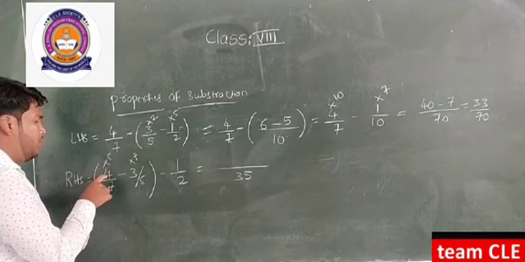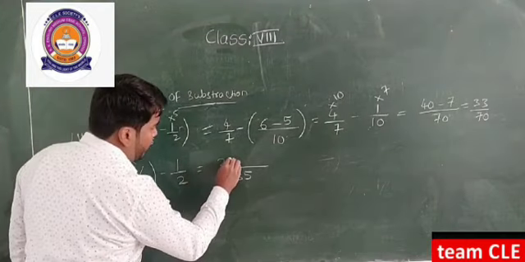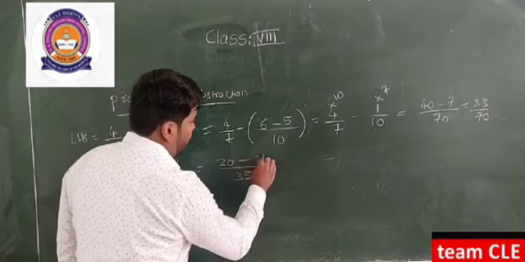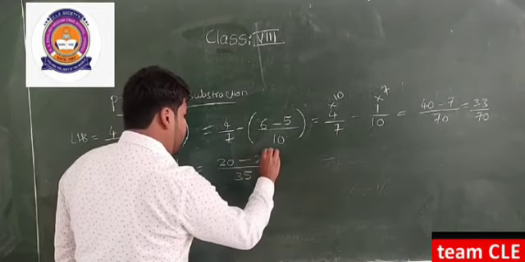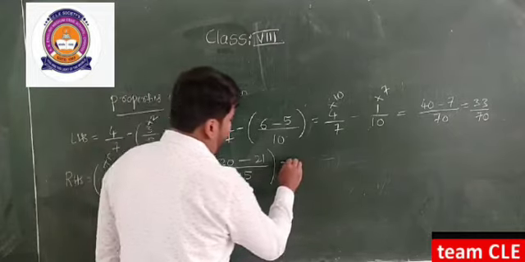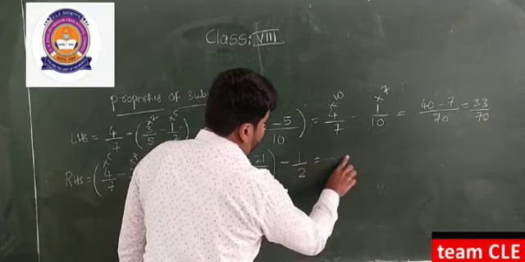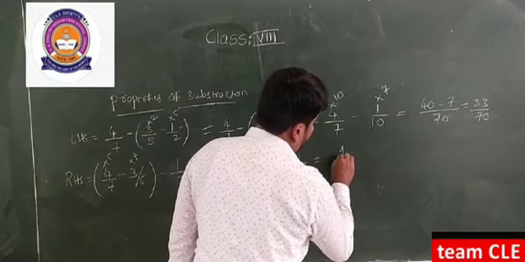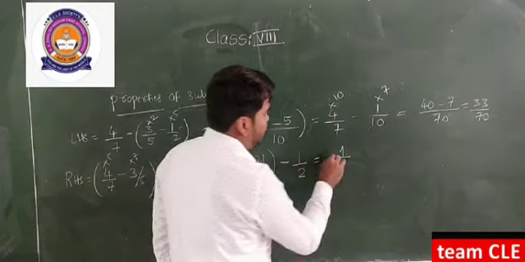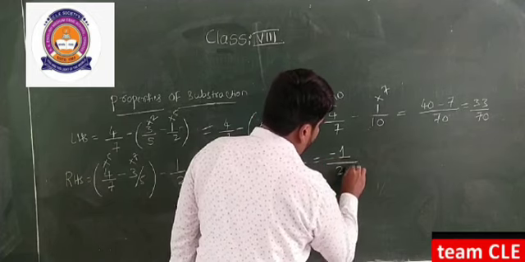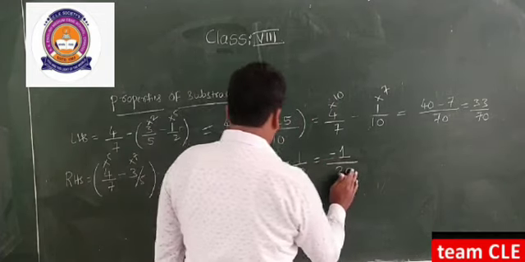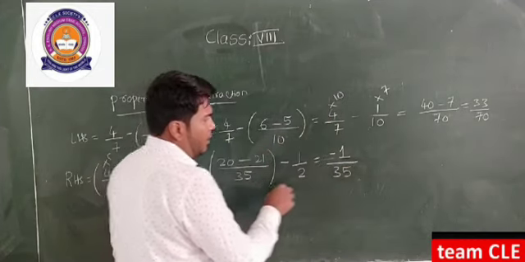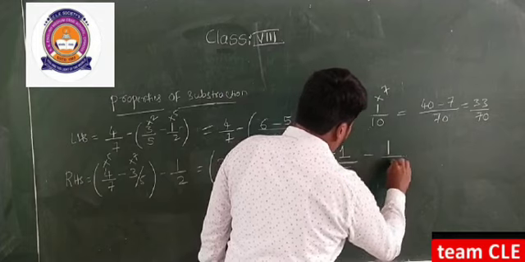So in the numerator, 5 4s are 20, minus sign as it is, 7 3s are 21. So what I am getting is 20 minus 21, which is equal to minus 1. By seeing the greater number's sign, we keep this sign, that is minus 1 by 35. The remaining is minus of 1 by 2.